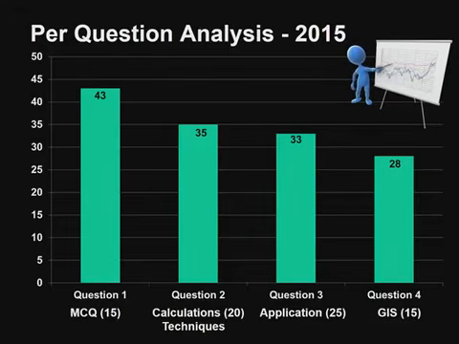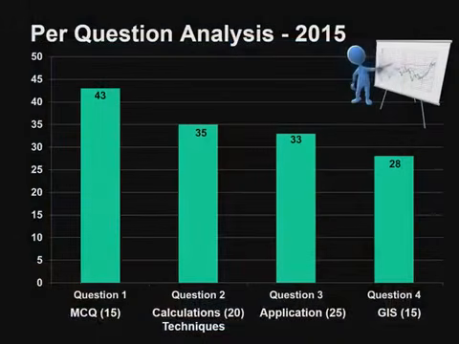Question 2, calculation and techniques, 35%. And question 3, the application, 33%. And GIS, 28%. Now, you had, I think, 2 GIS lessons during the course of the year, so there won't be opportunity for us to deal with GIS today. It seems that you've done it in the second quarter. So please go back and listen again. We'll have a look at the telematic broadcast that we had regarding GIS.